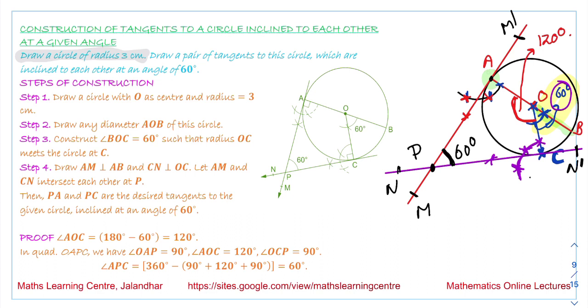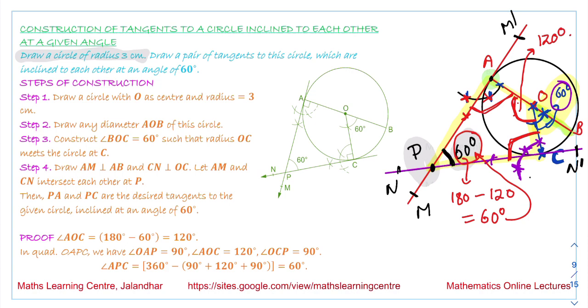Now if we look at the quadrilateral PAOC, we are talking about this quadrilateral over here. Then we know that this angle at A is 90 and this angle at C is 90. So the sum of these 2 angles should be 180. So this angle will be 180 minus 120, that is equal to 60 degrees. So we are saying this angle at P, its measure is 60 degrees.